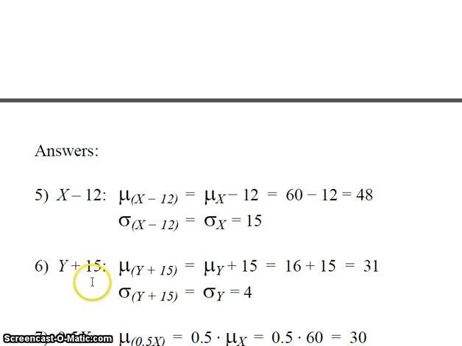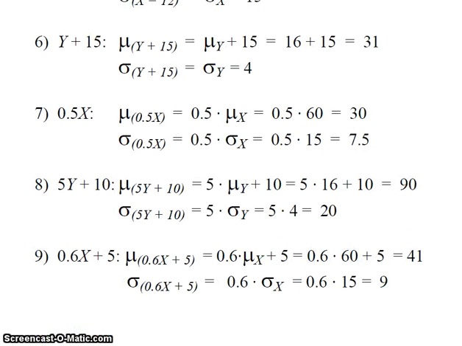If you add 15 to y, the mean of y plus 15 is the original mean of y plus 15, which would be 16 plus 15, or 31. The standard deviation of y plus 15 is just the original standard deviation of y, which is 4. The standard deviation will not change when you add a constant.